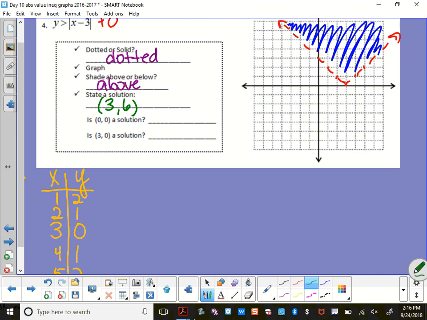So, Eric, is 0, 0 a solution? No, it's right here. That's not in the shaded area. So, nope. What about 3, 0? Is that a solution? Be careful on this one. No, it's not, because it's on a dotted line. If it was a solid line, it would be included.